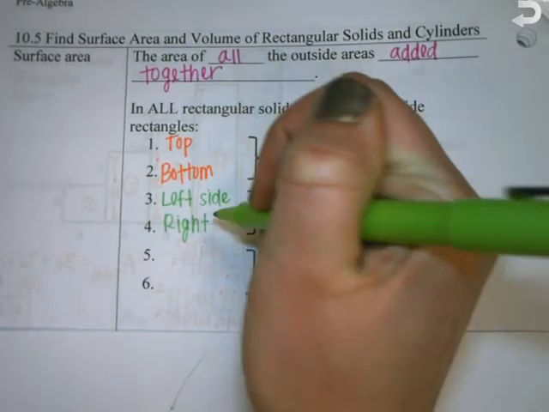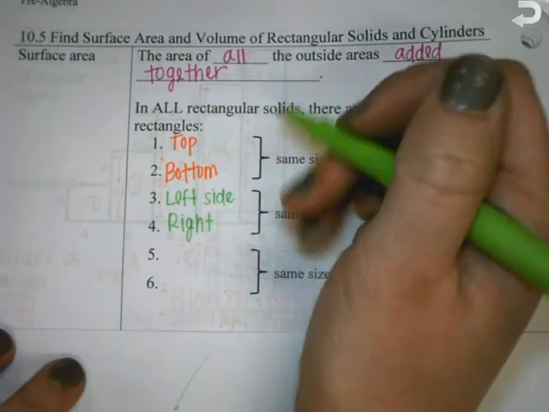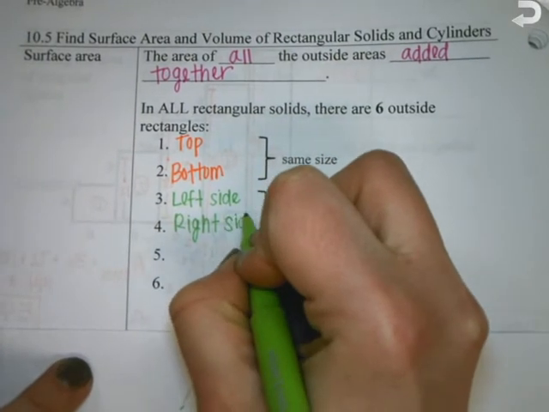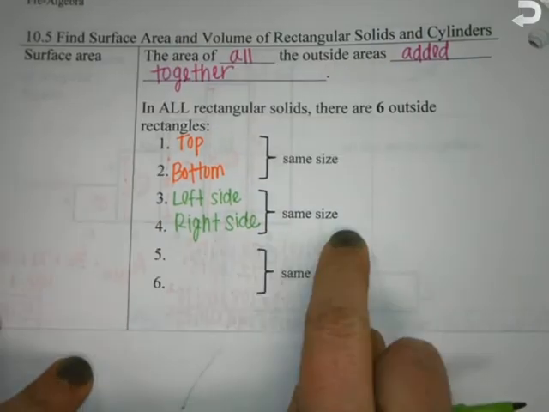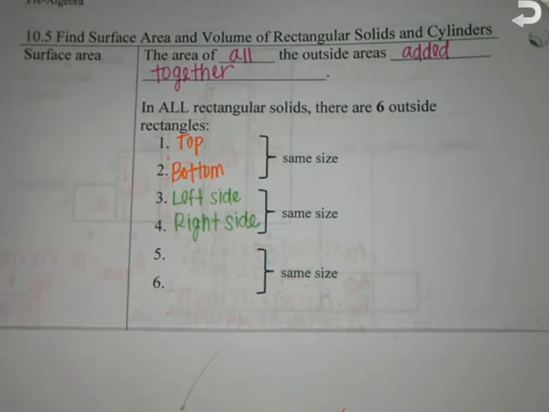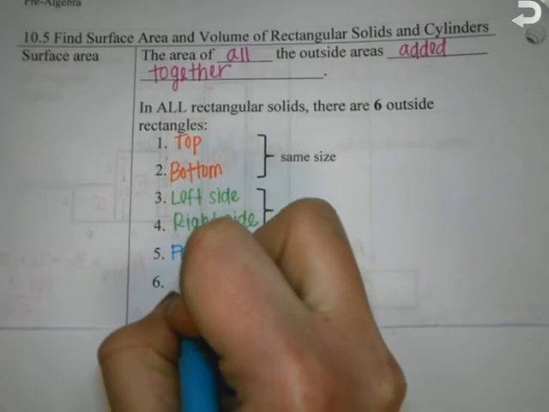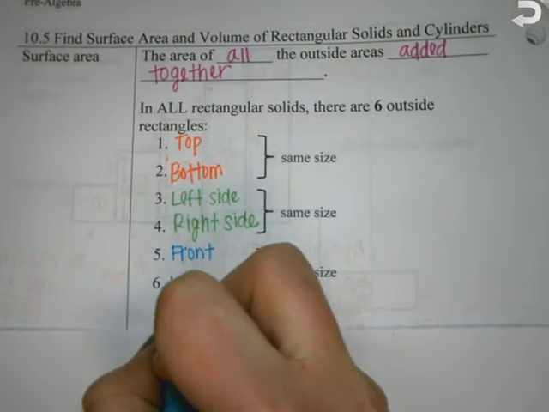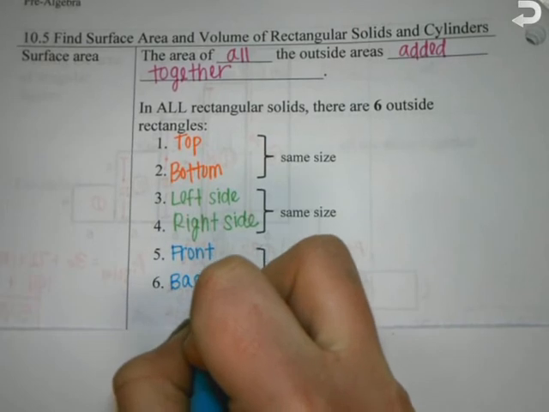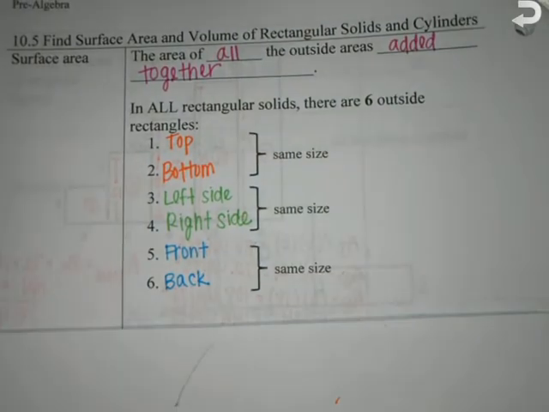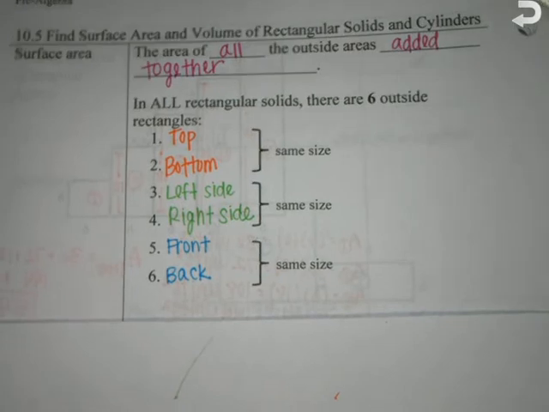So we have the left side and the right side, and those are also the same size. And so what are the last 2 that you can think of? Good, the front and the back, and those are also the same size. So we also have the front and the back. Okay? So there's 6 sides on each one. Okay? So let's do an example.